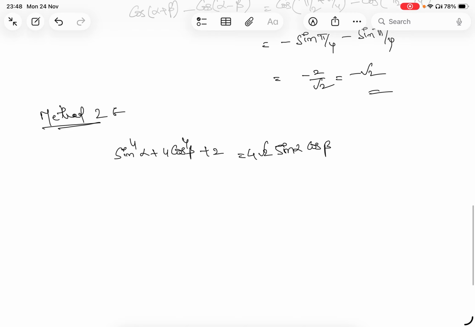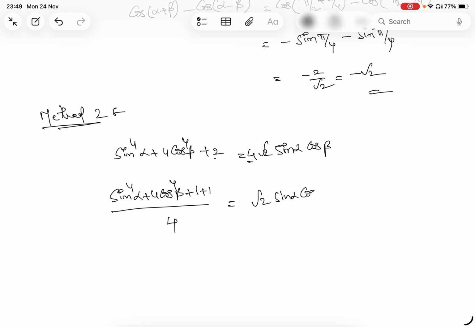Fine. Now you can see there is a 4 here, and root 2 sine alpha cos beta can be made into some form, but there is a 4 factor extra, and here there are only 3 terms. So let's write it here. Sine power 4 alpha plus 4 cos power 4 beta plus 2, where 2 can be written as 1 plus 1, so that it will become 4 terms. Let's bring the 4 to the left hand side, then this becomes the sum by 4 equal to root 2 sine alpha cos beta.